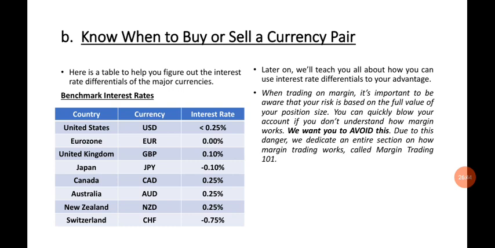So here's a table to help you figure out the interest rate differential of the major currencies. Benchmark interest rates. United States dollar, the interest rate is less than 0.25%. Euro, 0.00%. United Kingdom, 0.10%. Japan, minus 0.10%. Canada, 0.25%. Australia, 0.25%. New Zealand, the same thing, 0.25%. And Switzerland, minus 0.75%. Later on, we'll teach you all about how you can use interest rate differentials to your advantage.